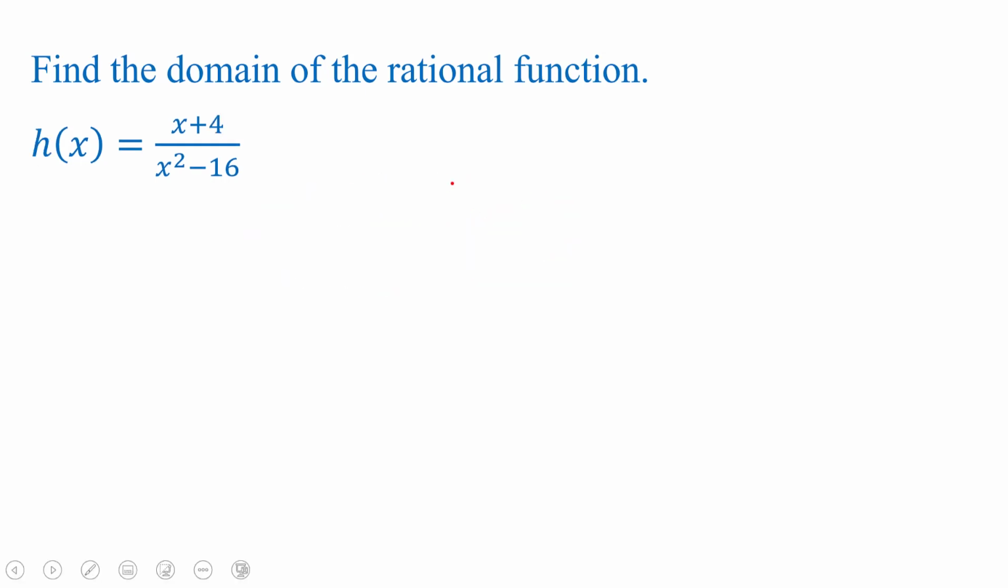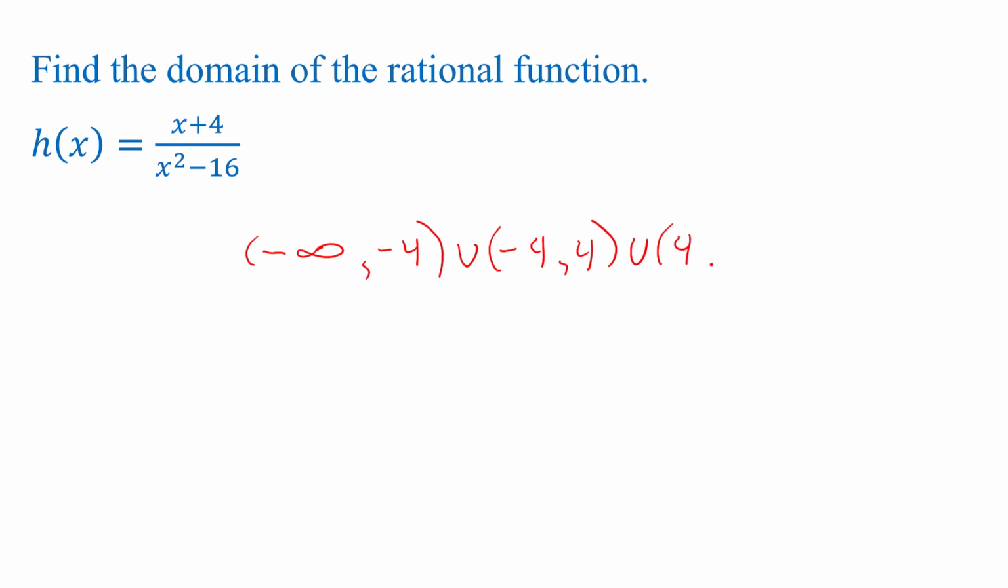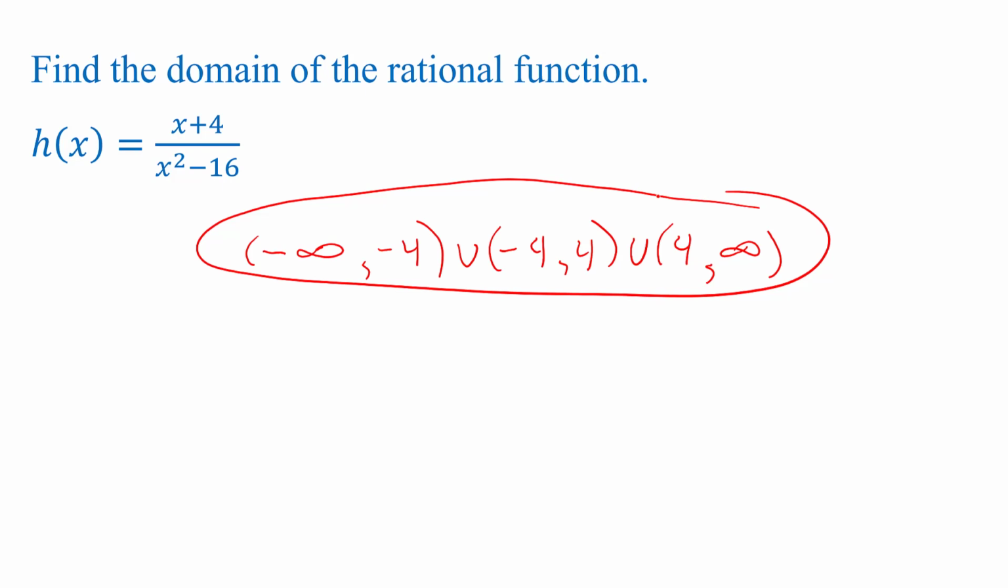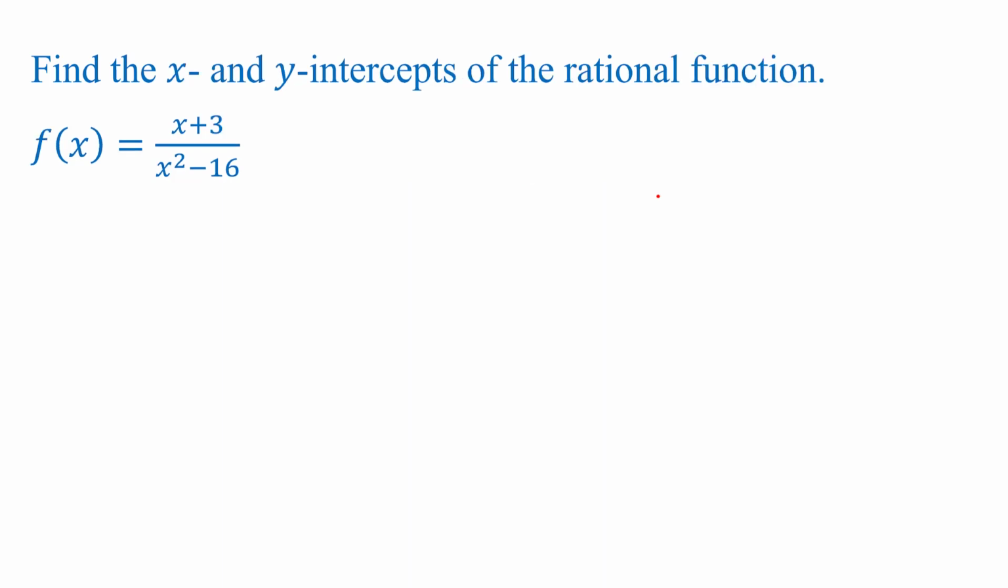And next we look at h of x equals (x plus 4) over (x squared minus 16). This function has the same domain as the first one we looked at. We just need to make sure that x squared minus 16 is not equal to 0. So our x values would include negative infinity to negative 4, union negative 4 to 4, union 4 to infinity. There's a bit of a difference with this function that we'll take another look at in just a minute, but the domain would be the same.